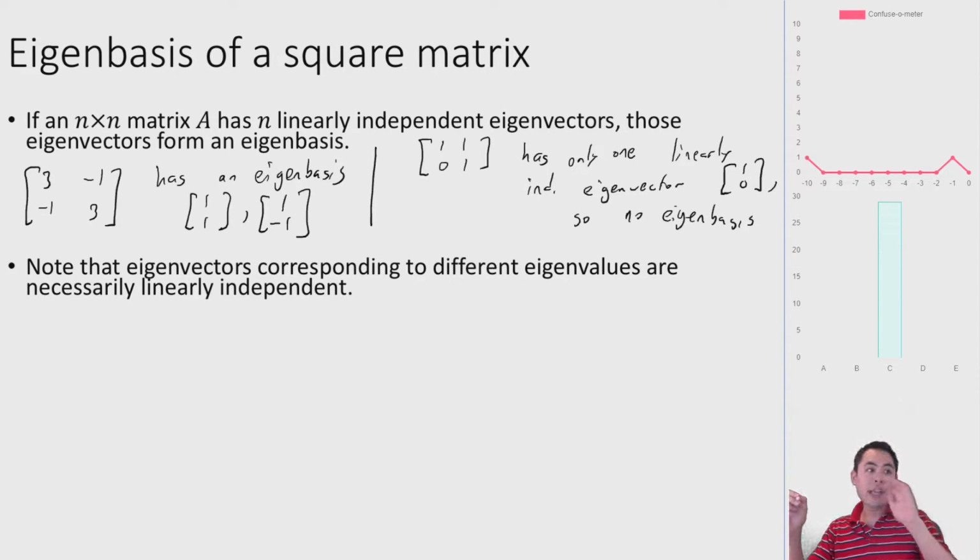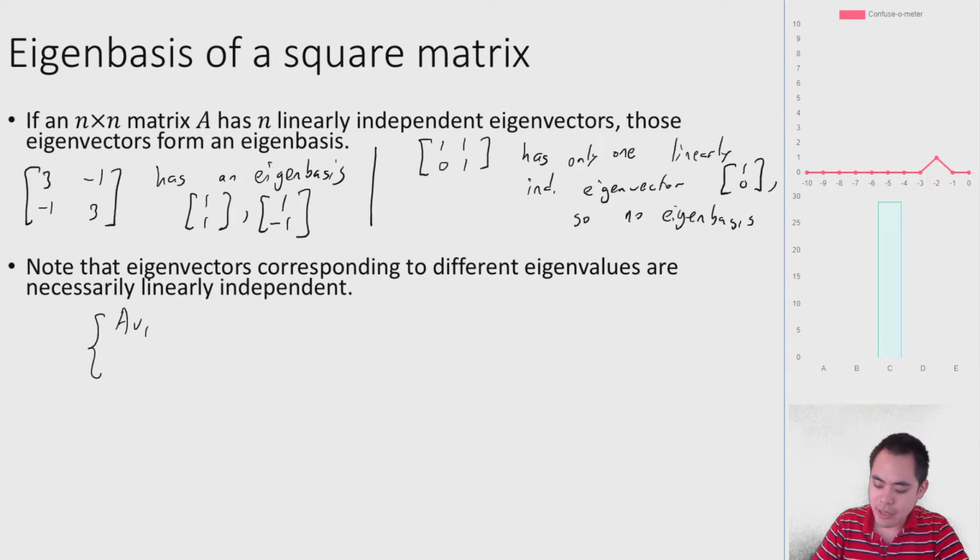So note that eigenvectors corresponding to different eigenvalues are always linearly independent. So if you have different eigenvalues, then you know that their eigenvectors are linearly independent. Let me give a quick proof of this. You don't need to understand why this is true, but you do need to know that this is true. So if you have AV1 equal to lambda 1 V1 and AV2 equal to lambda 2 V2, suppose that you can write one as a multiple of the other: V1 is equal to C1 V2.